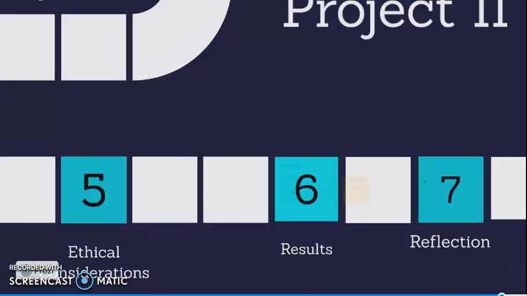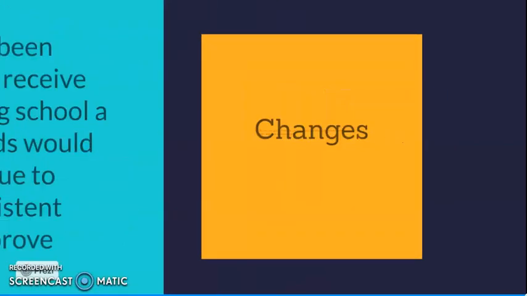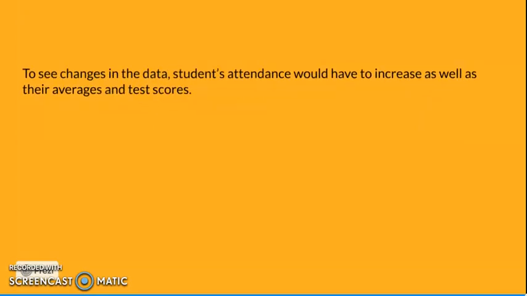Results. If the action plan had been implemented, students would receive positive rewards for attending school a full week. The positive rewards would encourage students to continue to attend school regularly. Consistent attendance would lead to improved student grade averages. Changes. To see changes in the data, students' attendance would have to increase as well as their averages and test scores.